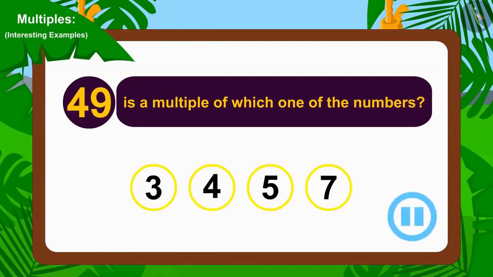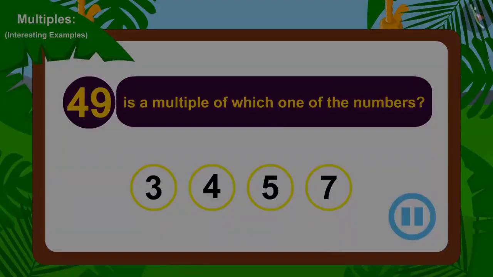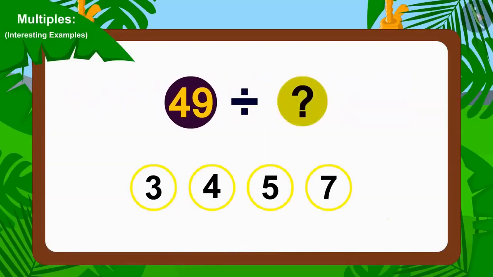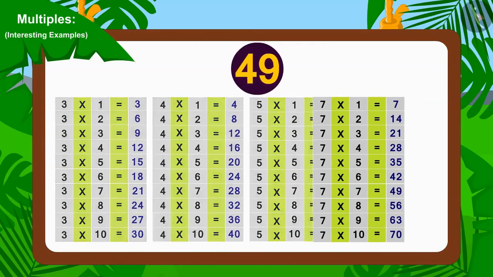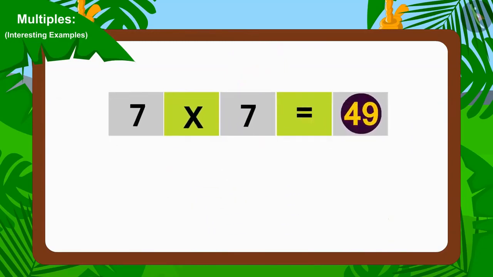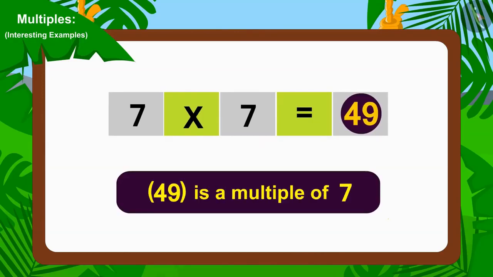If you want, you can stop the video and find the answer. Well done, children! Your answer is absolutely correct. To find 49 is a multiple of which of these numbers, we only have to see which number it can be divided by. If we look at the multiplication table of 3, 4, 5 and 7, we will find that the number 49 can be found in the multiplication table of 7 only. So, we can say that 49 is a multiple of 7.